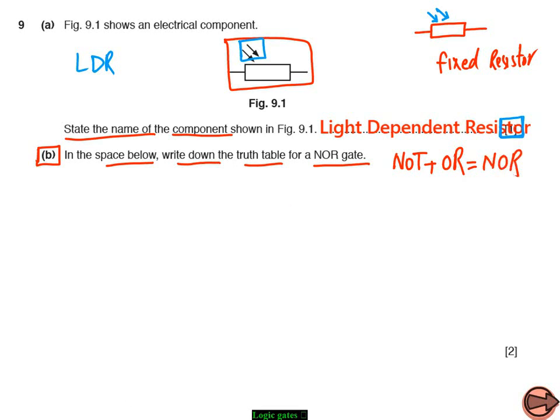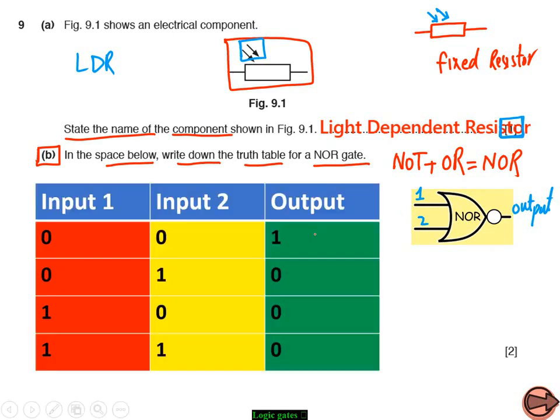Now, first of all, let's look at the different symbols of logic gates. This symbol is used for the NOR gate, N-O-R. This symbol is very important for us to understand. As you can see here, it has two inputs. I will say this is input 1 and this is input 2, and here is the output. Now we need to draw the table for this one. So let's try to draw the table.